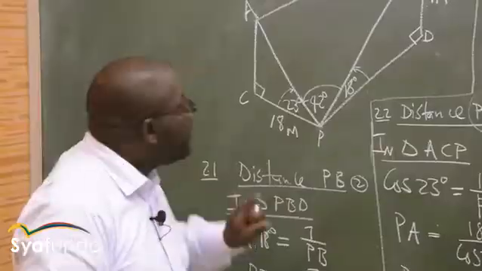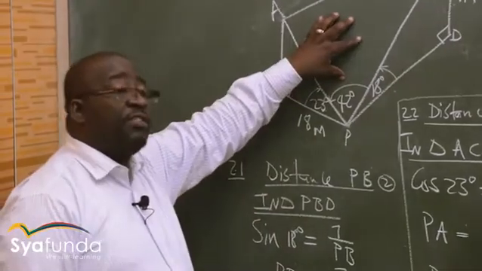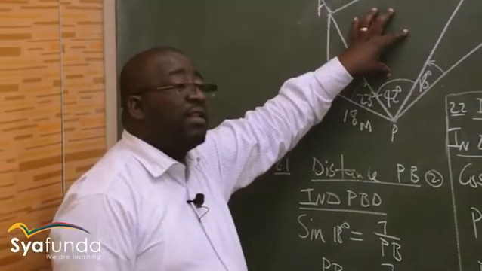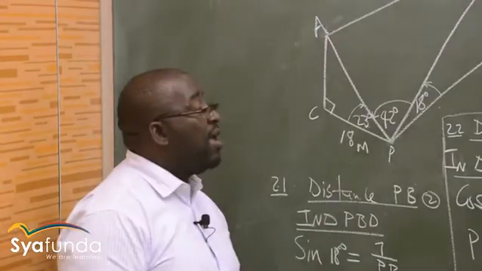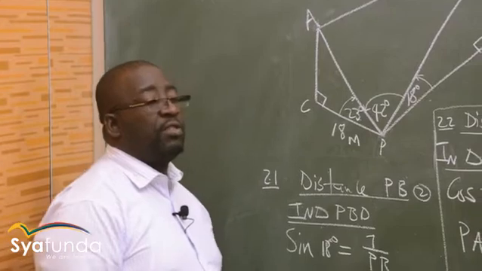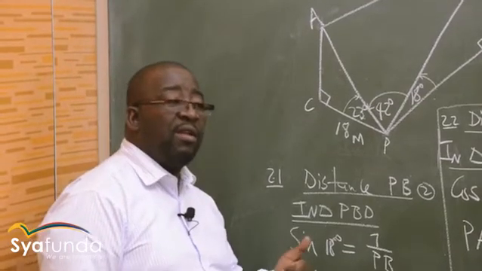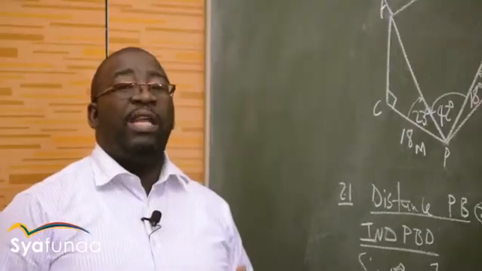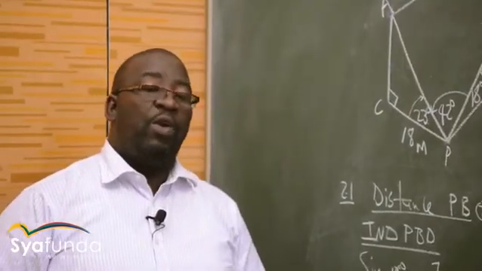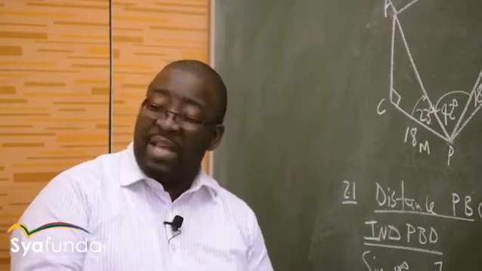Number 2, is this a right angle triangle? Do we have 90 degrees in this triangle? I check all my angles. There's no 90 degrees there, meaning that I can't use trig ratios. I can't use sine, cosine, or tangent. So what do I use? I can only use triangle formulae, which is the sine rule or the cosine rule.